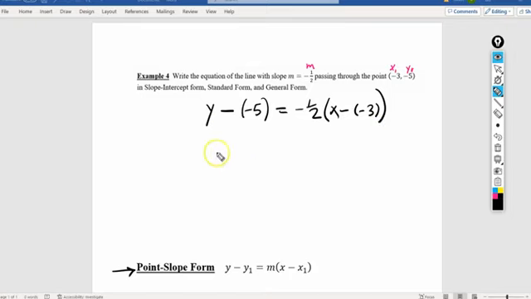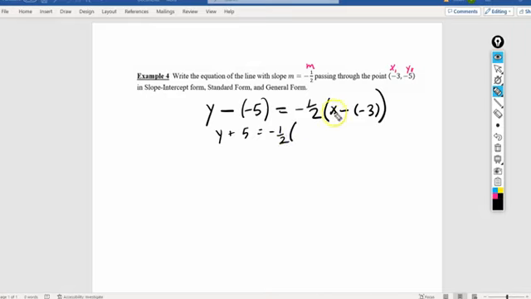All right, now I need to clean it up. Okay, and I'm done with point slope, that formula. I don't need that anymore. I don't need that arrow anymore. Now I'm going to clean it up. y minus -5 is y plus 5. I have -1/2 out the front, parentheses, x minus -3 is x plus 3. Okay, now let's do slope-intercept form.